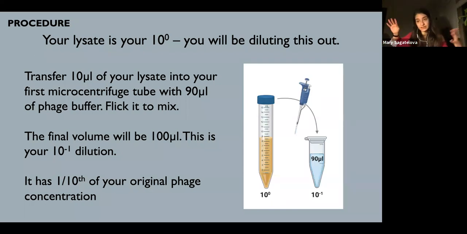Okay, so to do that, we're going to be aseptic here. You're going to transfer 10 microliters of your lysate into your first microcentrifuge tube, which has 90 microliters of phage buffer in it. Okay, you're going to transfer 10 in. You're going to flick the tube to make sure we're mixing. You should be doing that every single time, to make sure that you are mixing up that solution well in that phage buffer. Okay, the final volume, once you do that, is going to be 100 microliters in that microcentrifuge tube. This is going to be your 10 to the -1 dilution. You have just diluted your lysate so that this centrifuge tube now has 1/10 of that original phage concentration. Okay.